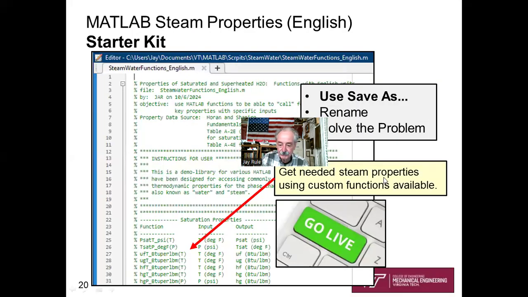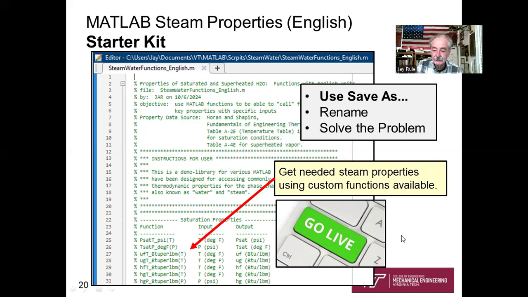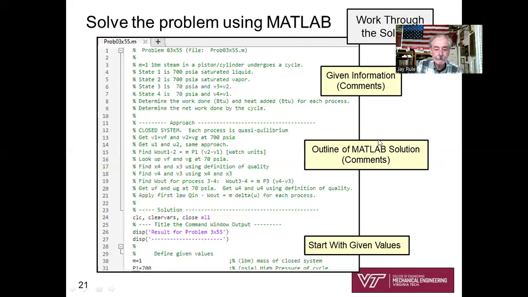We just went live. We got the needed steam properties using those custom functions. Hope I showed you how to do that. Okay. This was the beginning part of my save as.